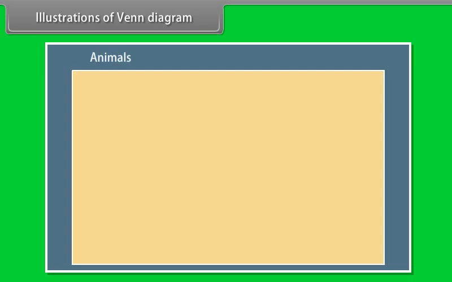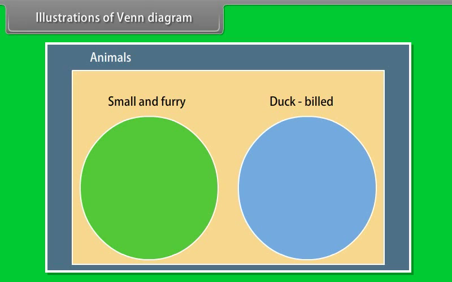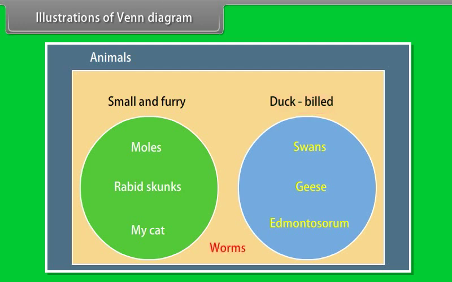Let's say we want to classify things according to being small and furry or being a duck bill. We draw circles to display our classifications. Now we'll fill in or populate the diagram. Moles, rabbit skunks, and my cat are all small and furry. Swans, geese, and Edmontosaurus are all duck bills. Worms are small but not furry, and horses are furry but not small, and neither is a duck bill. However, they are animals. They fit inside our universe, but outside the circles.